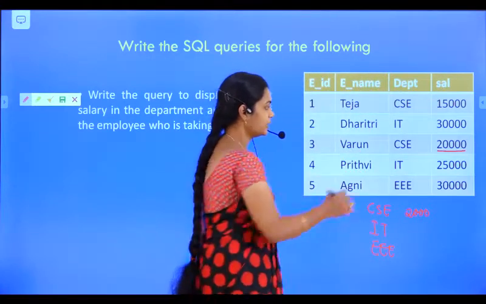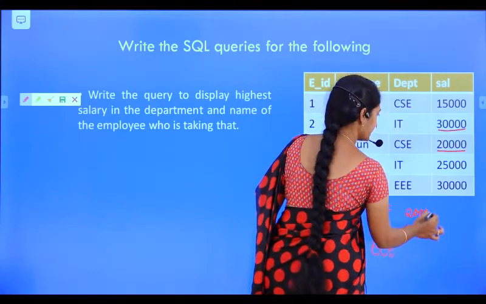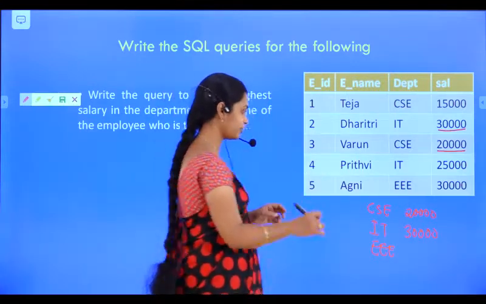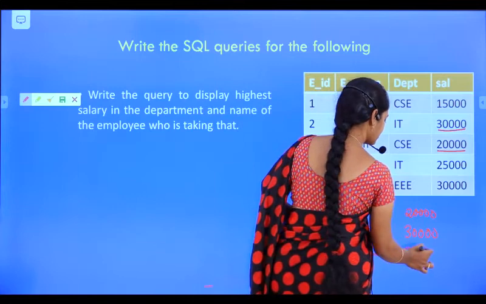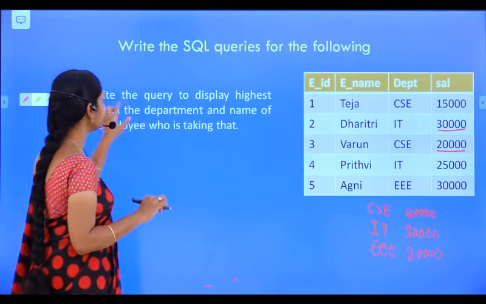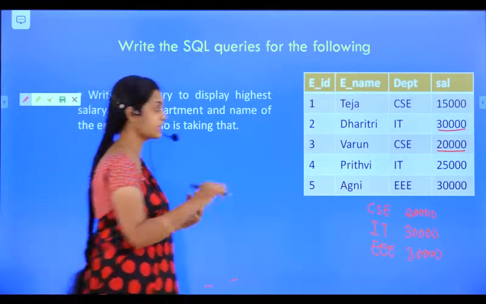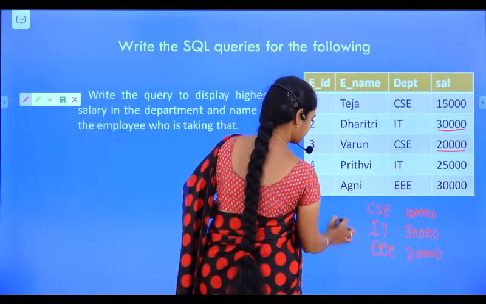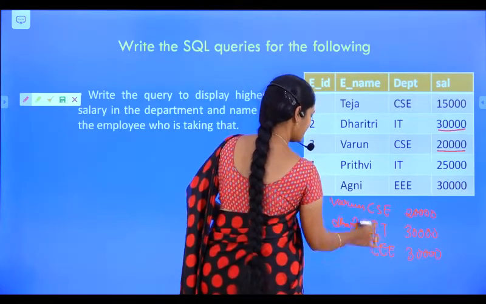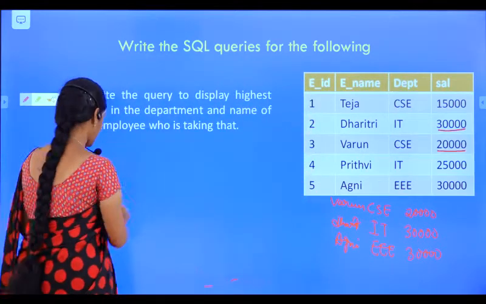And from IT, which has the highest salary? 30,000 is the highest salary. And from Triple E, since it has only one row, you can add 30,000 as one more tuple. Now you need to display the highest salary in the department and also the names. So what are the names here? We have Dharitri at IT, then Varun at CSC and Agni at Triple E. Now see, how do we write the query? Select.